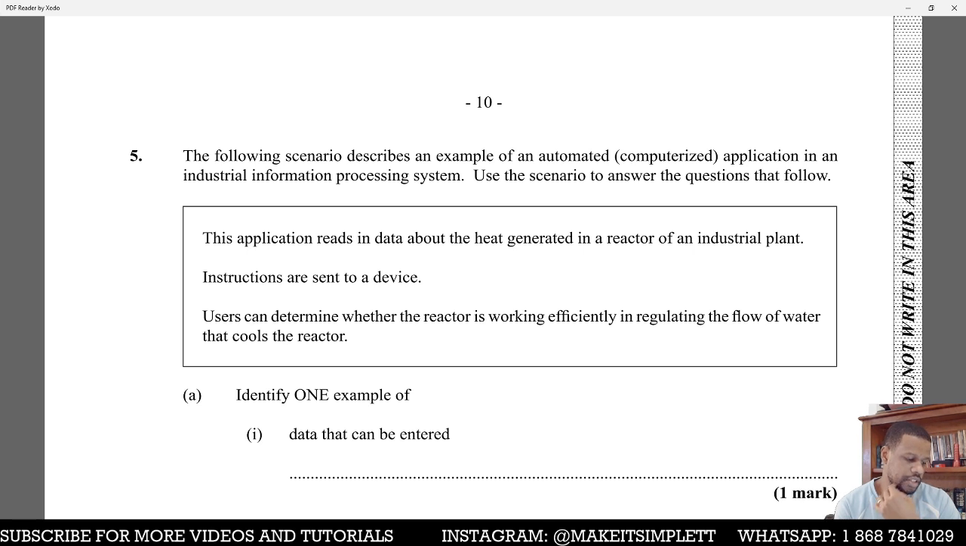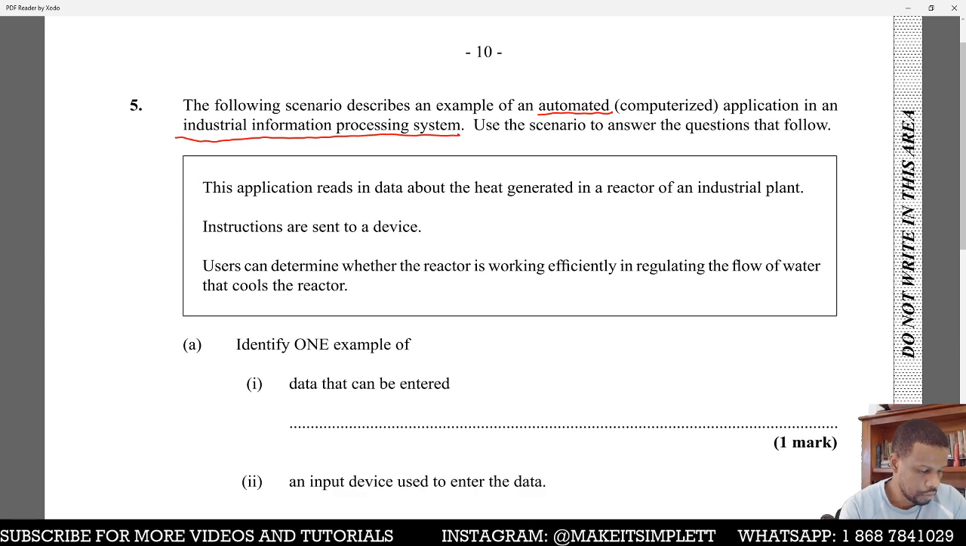The following scenario describes an example of an automated computerized application. Okay, so look, we get a nice scenario question here. Let me see, because this looks like 2020 material. This is an automated system with industrial information. It reads data about heat generated in a reactor. Then it sends instructions to a device.